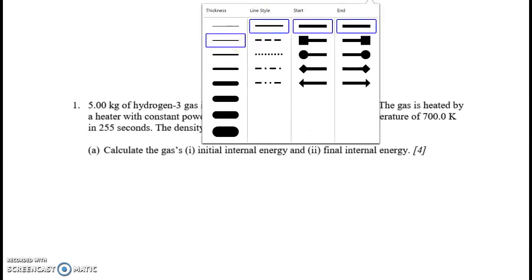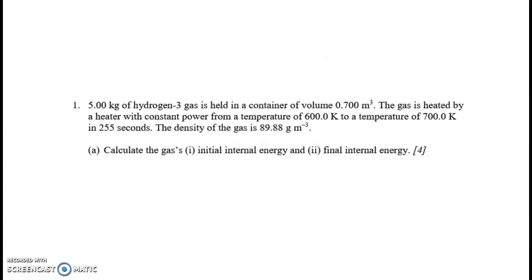Here's a good challenging problem on topic 3 for IB physics. We've got 5 kilograms of hydrogen gas. That's mass. And it's hydrogen-3 gas, so that's the molar mass in grams per mole. It's held in a container of volume 0.700 meters cubed.